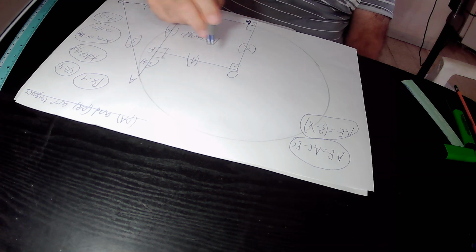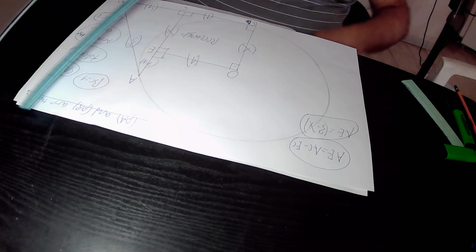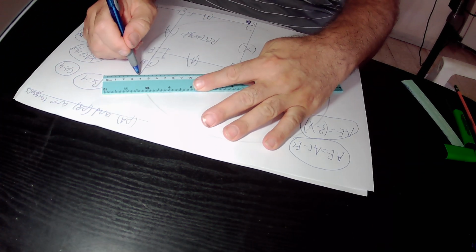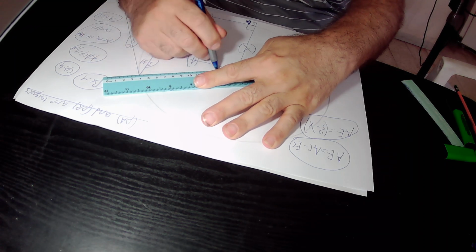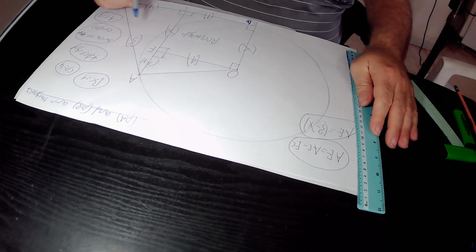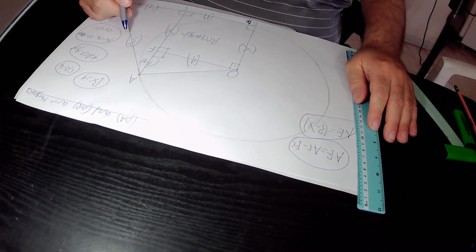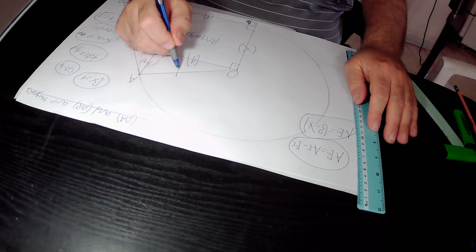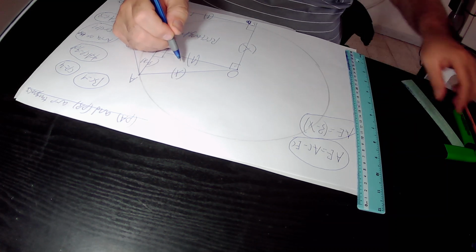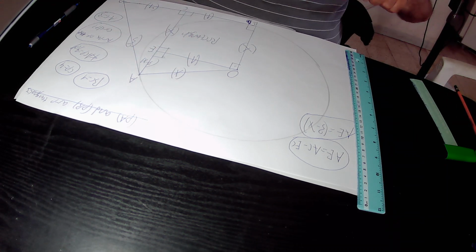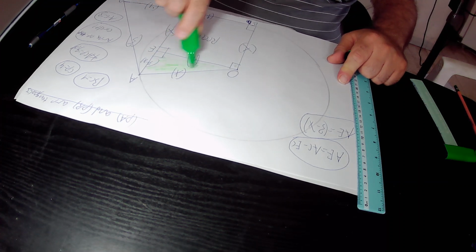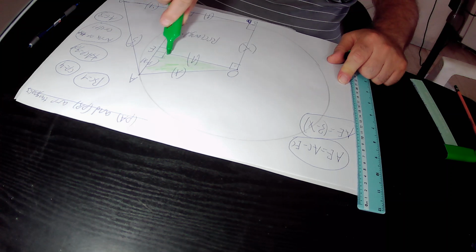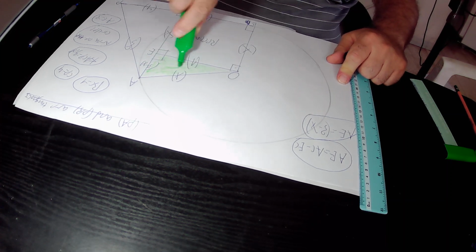In the next step, we join points O and A together by a straight line. OA is the radius of this circle, that is equal to x. In the next step, I'll copy the right triangle OAE on a new page and we'll implement the Pythagorean theorem on this right triangle, triangle OAE.